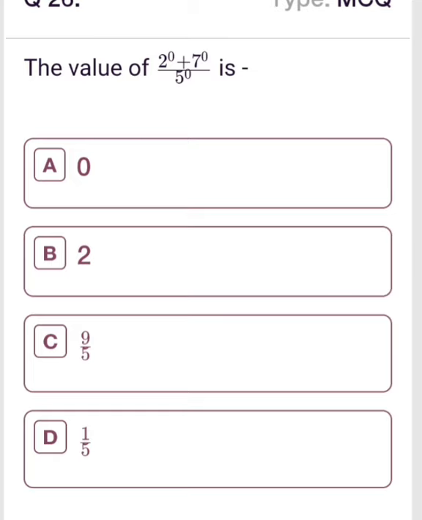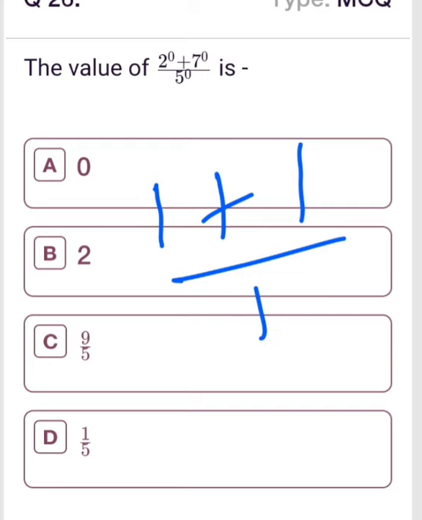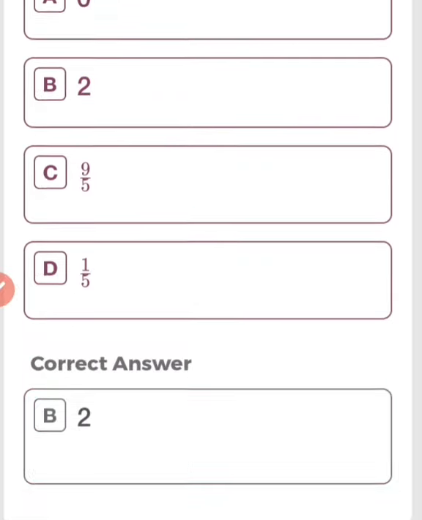Next question. 2 power 0 plus 7 power 0 upon 5 power 0. 2 power 0 is 1. 7 power 0 is 1. And 5 power 0 is 1. 1 plus 1 is 2. 2 upon 1 is 2, that is your answer. It means B is your answer. Very nice question. And come on, the next.